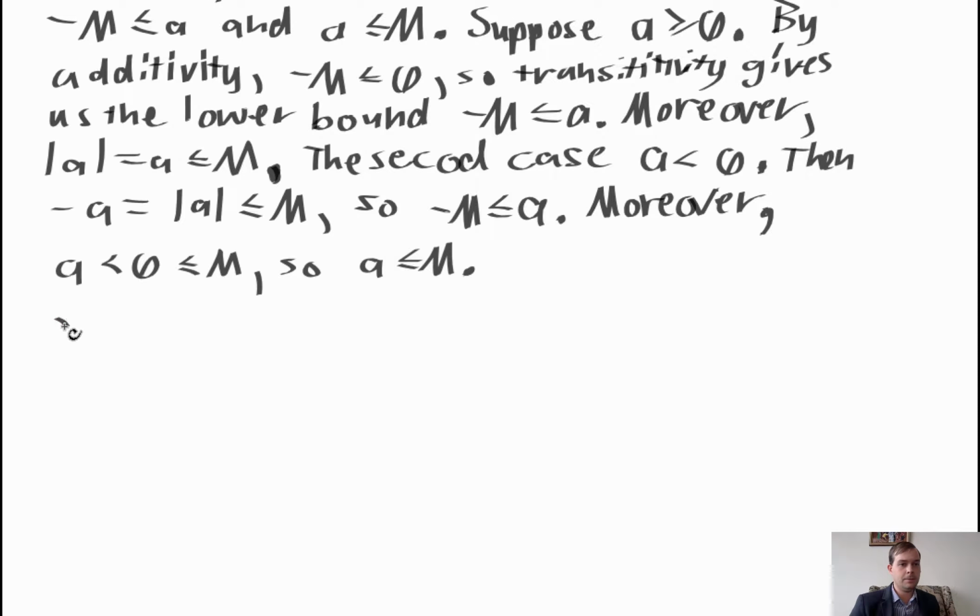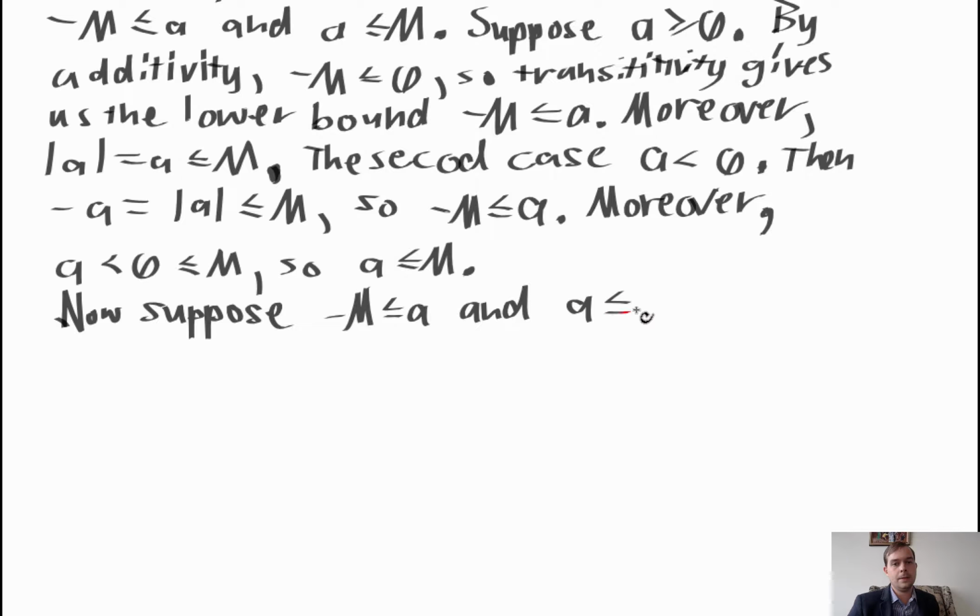So now suppose, and generally you want to indicate the direction, and you can usually do that. Usually it's clear by supposing the particular hypotheses of one direction in the if and only if. So we're going to suppose that minus m is less than or equal to a, and a is less than or equal to m.